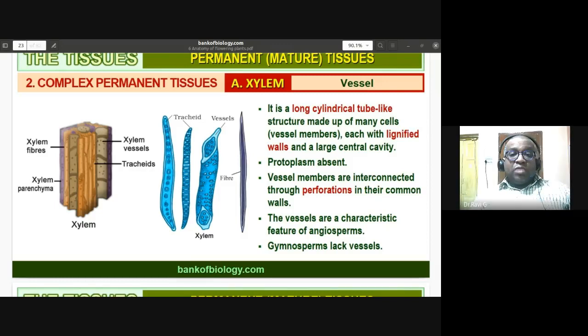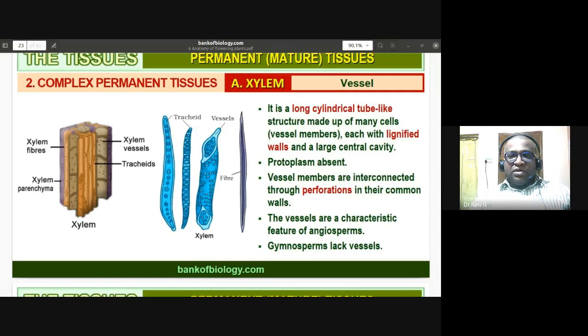So their end walls have perforations, so vessel members are interconnected through perforations in their common walls. So there are perforations one above the other, the vessels are arranged and they are all interconnected through their perforations in their common walls. So the vessels are a characteristic feature of advanced plants like angiosperms. Gymnosperms don't have vessels. Okay, so these are things that I wanted you all to know about.